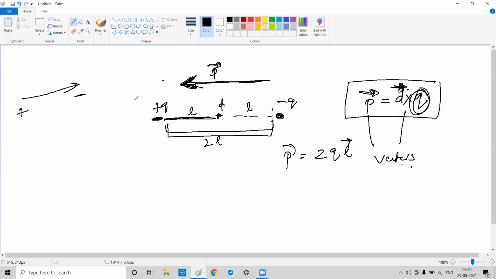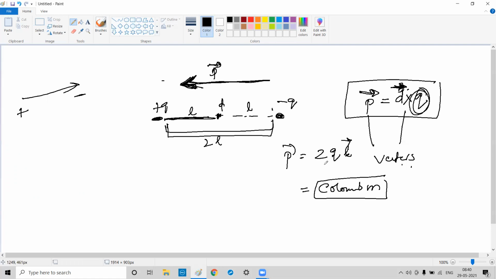So what is the SI unit? We can find out: this is charge and this is distance. So we can write coulomb into meter. Coulomb meter is the SI unit. We also have other units like Debye, 1 Debye, which is not required.